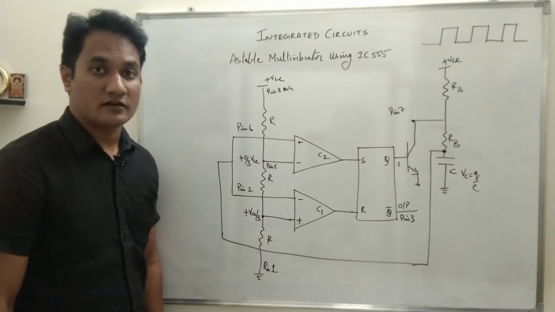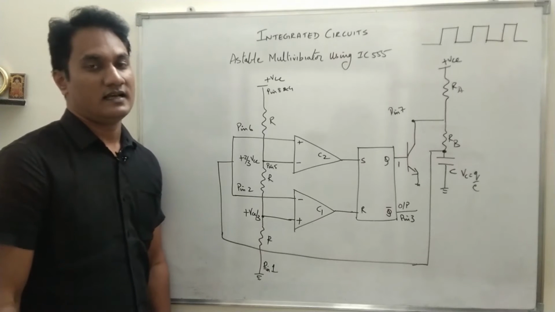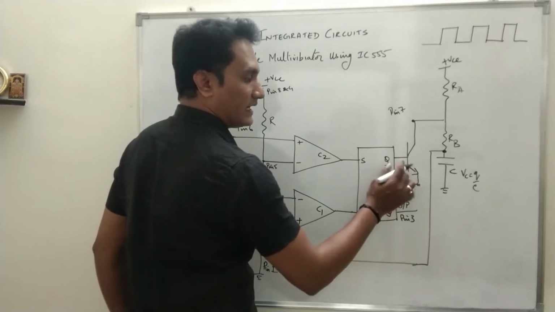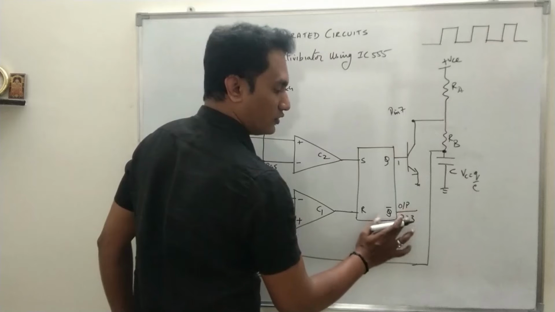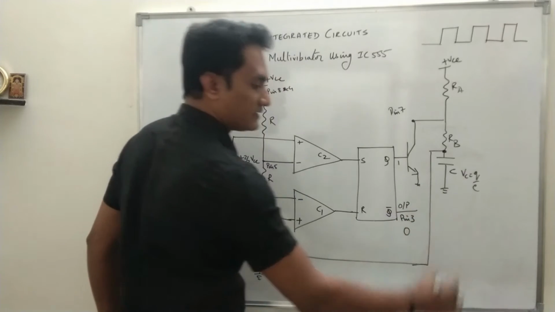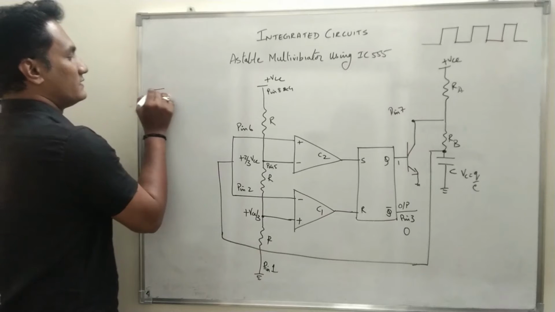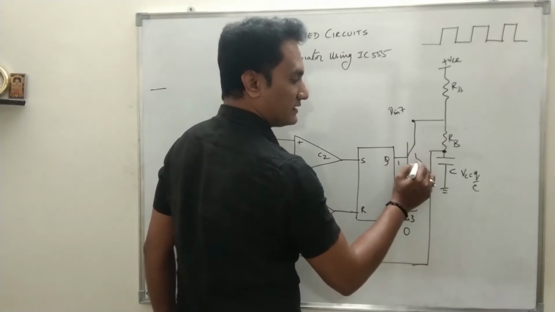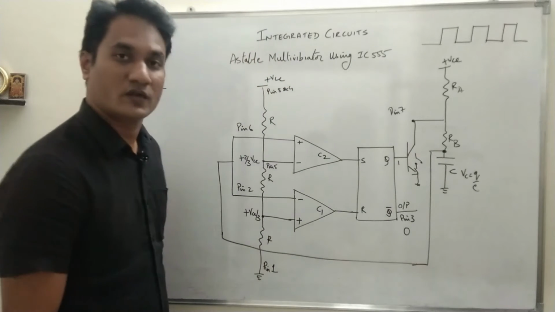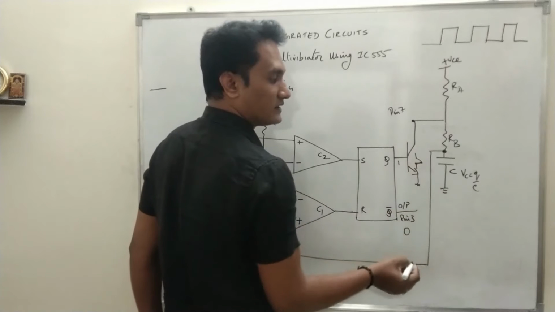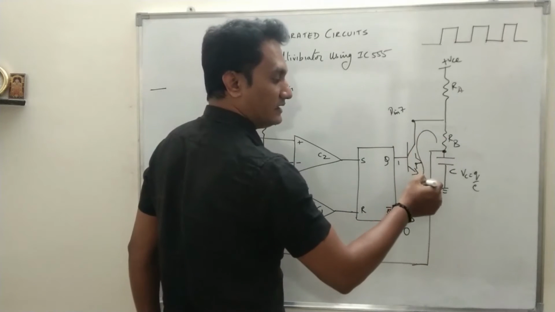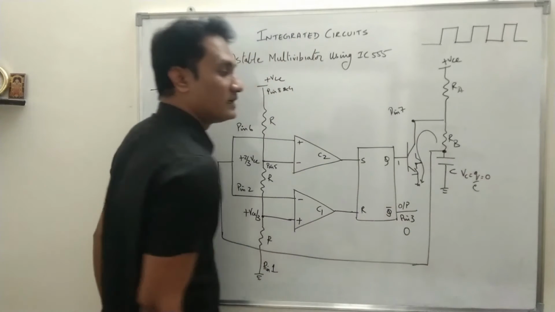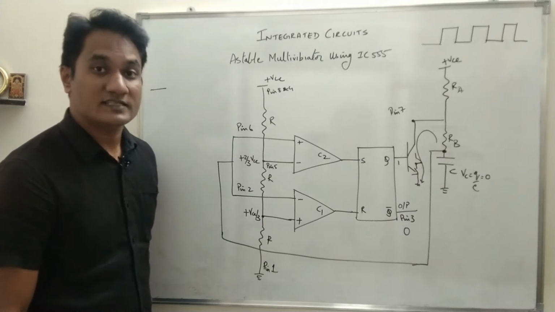Okay, so this is the construction part, of course, and we have to understand the circuit operation by assuming a certain initial condition. The initial condition which I am going to consider is that Q is 1, therefore Q bar is 0. That means your output is 0. Now when Q is 1, that means the transistor is in saturation state. Saturation state means it works as on state, therefore the capacitor will discharge. And when the capacitor is discharged, Vc, the voltage across the capacitor, is 0.